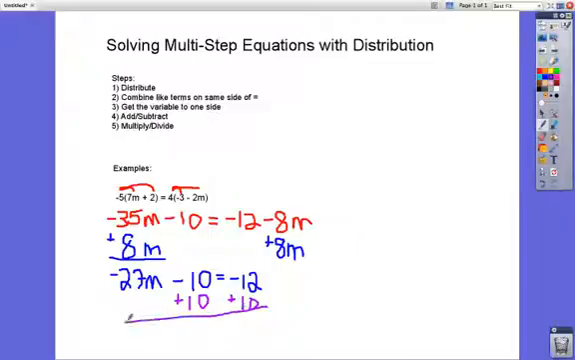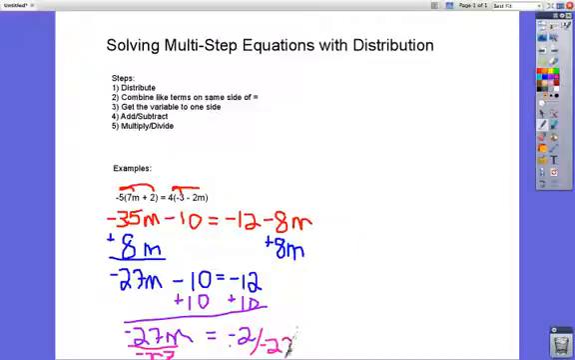Okay, so this will give us a negative 27m equals negative 12 plus 10 is negative 2. Okay, and our last step is either to multiply or divide. So in this problem, we have negative 27 times m. So the opposite would be to divide. So we have to divide both sides by negative 27. And that, it looks horrible, but that's a negative 27 on both sides.